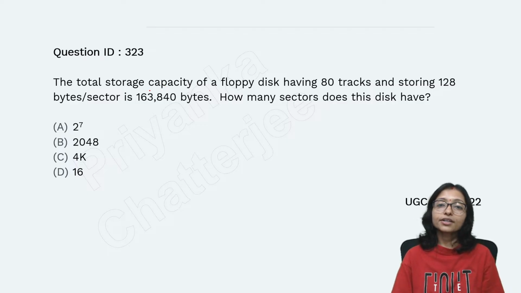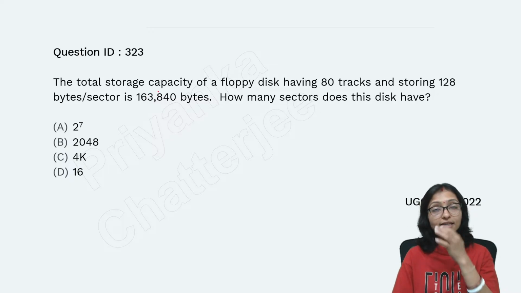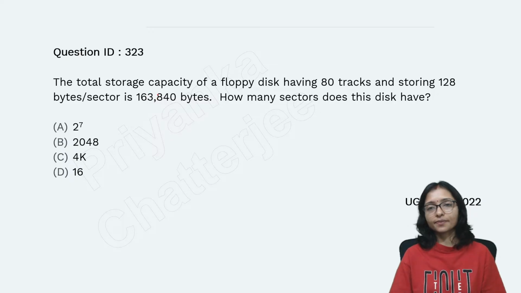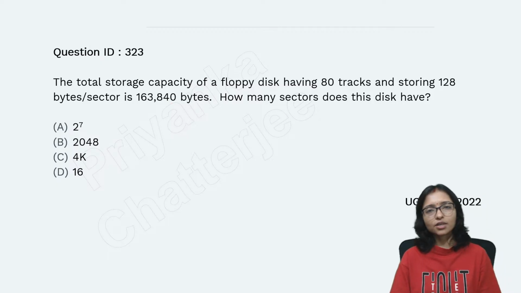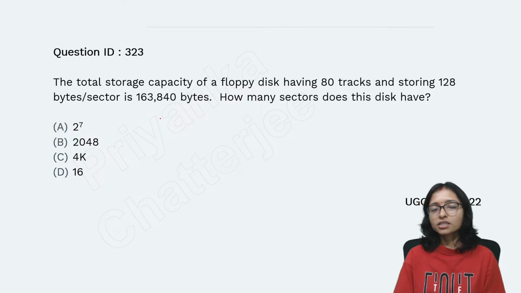Again a numerical, and disk numericals are also very important. One time they also asked a disk comprehension. Disk comprehension they also ask. For all the comprehension type questions I have taken one class previously. You can watch that class.